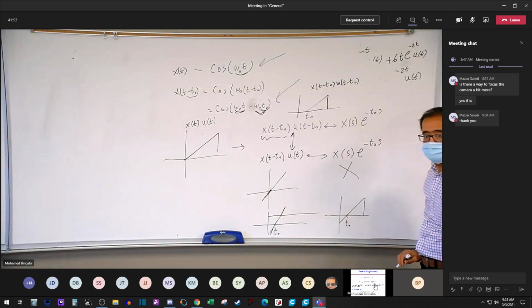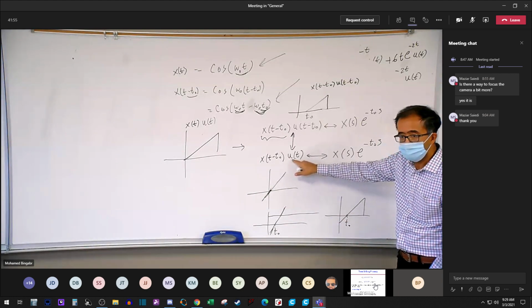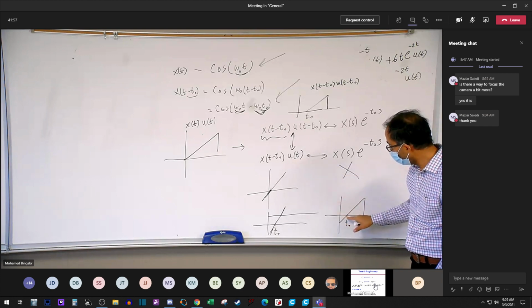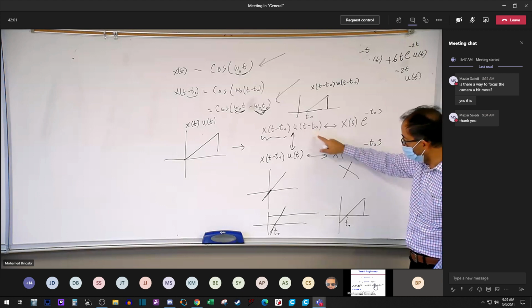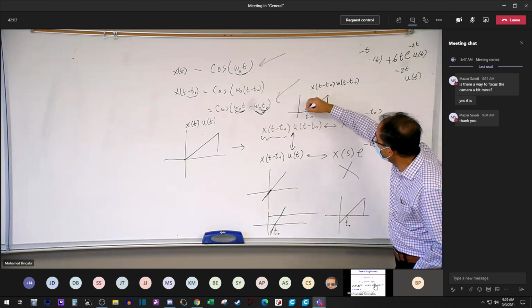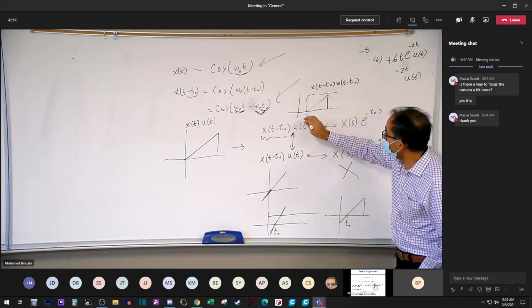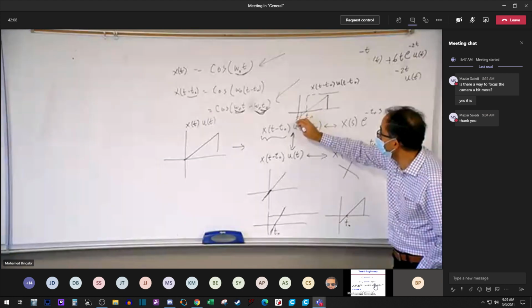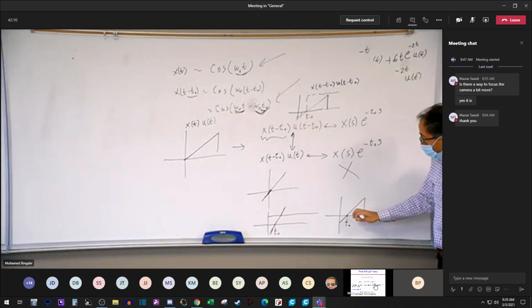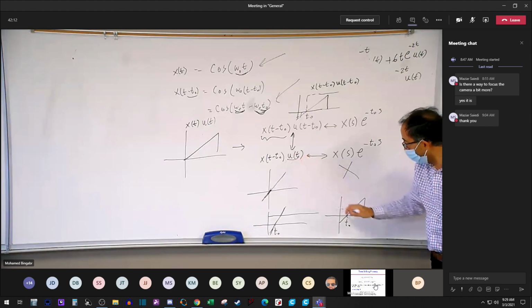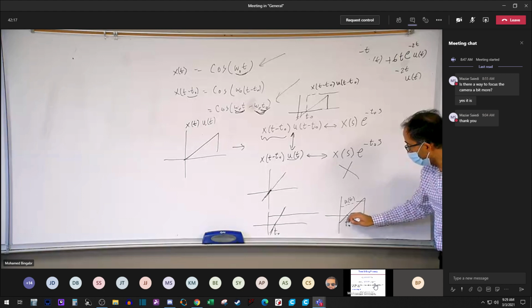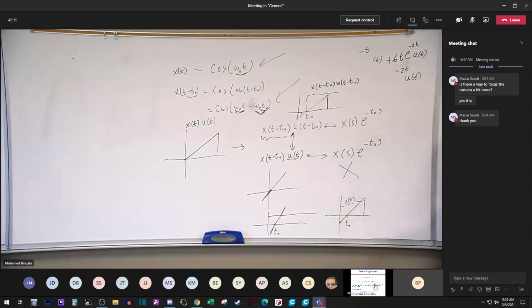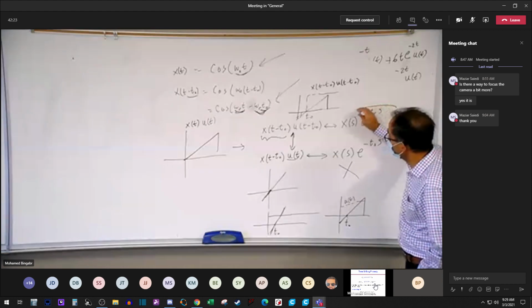T0, because u of t starts from t0. So it will count this. But here u of t starts at t0, so it starts here, and anything here will be deleted. But in this case, no, this starts here, so that means this will be counted. So the signal looks different. So this is the correct answer.